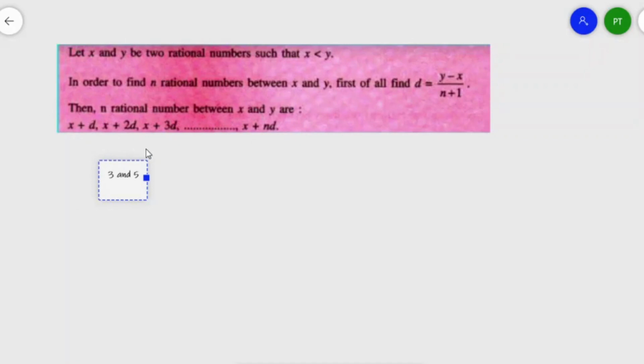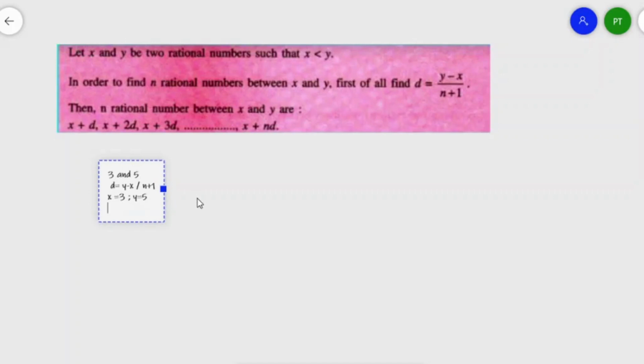So let's first write the formula, which is d is equal to (y minus x) by (n plus 1). Here we don't know what x and y are, right? Look at here. Let x and y be two rational numbers such that x is smaller than y. So x should be smaller than y. Here 3 is anyway smaller than 5, so we have to make x as 3 and y as 5. Okay, x is 3 and y is 5.